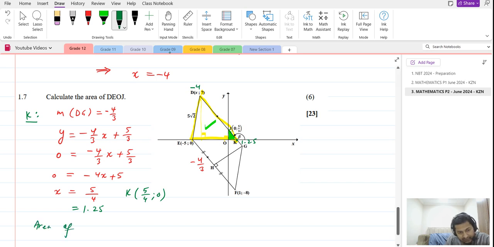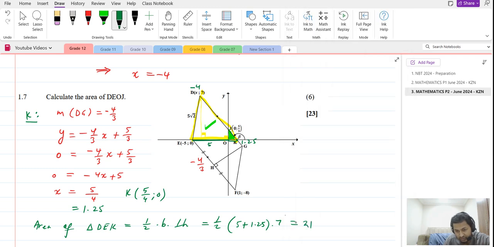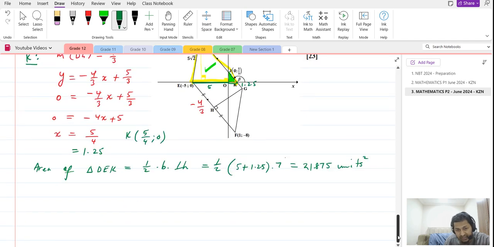Area of triangle DEK is half base times perpendicular height. So it's half. What's the base? The base is the distance from here to there, 5 plus 1.25. So I'm going to say 5 plus 1.25 times 7. Let's see what area we get. Half into 5 plus 1.25 is 6.25, right? And then I'm going to times it by 7. I will get 21.875 units squared. But now we're not done, because we need the area of the small triangle here.